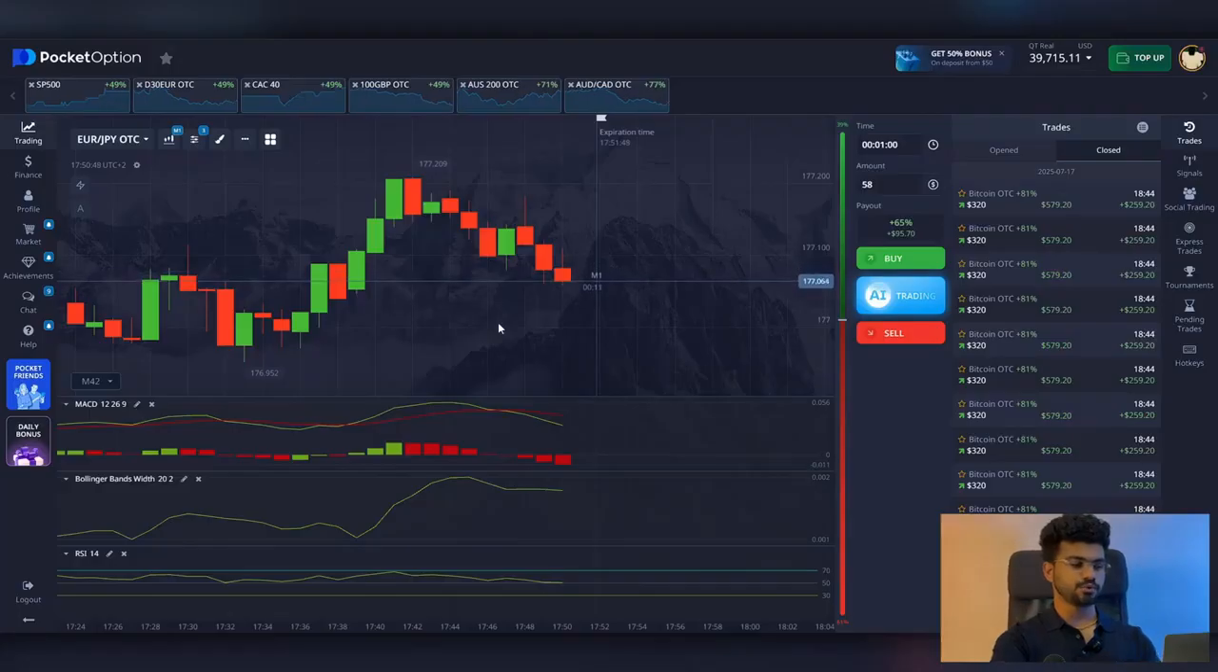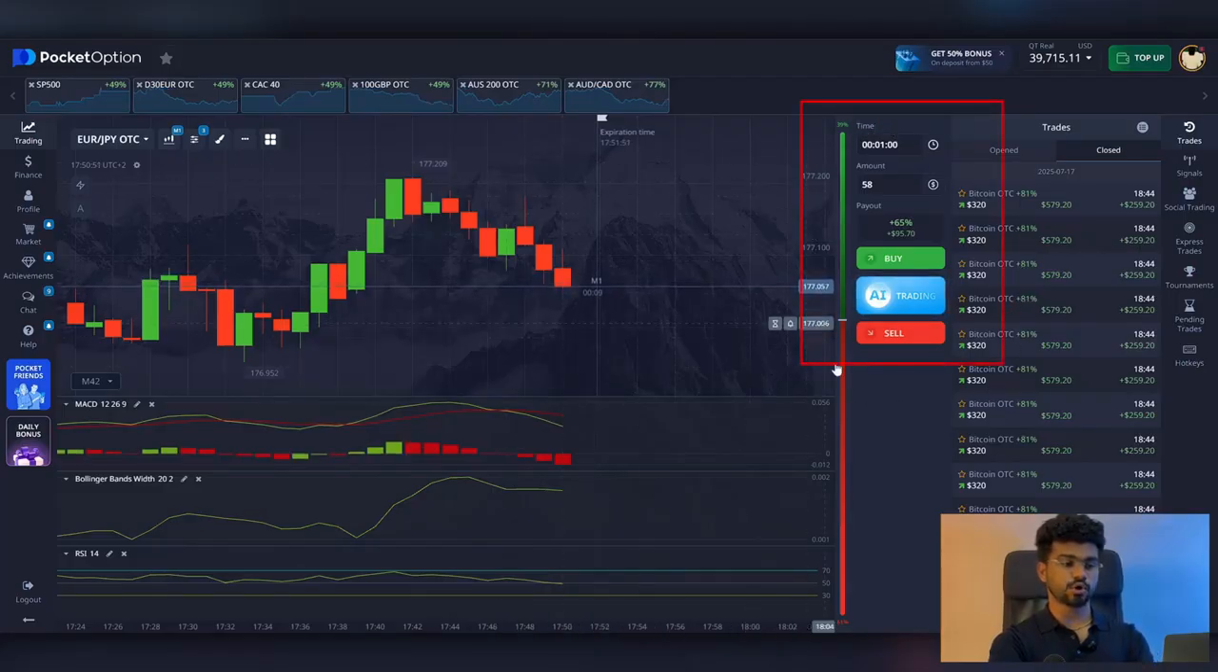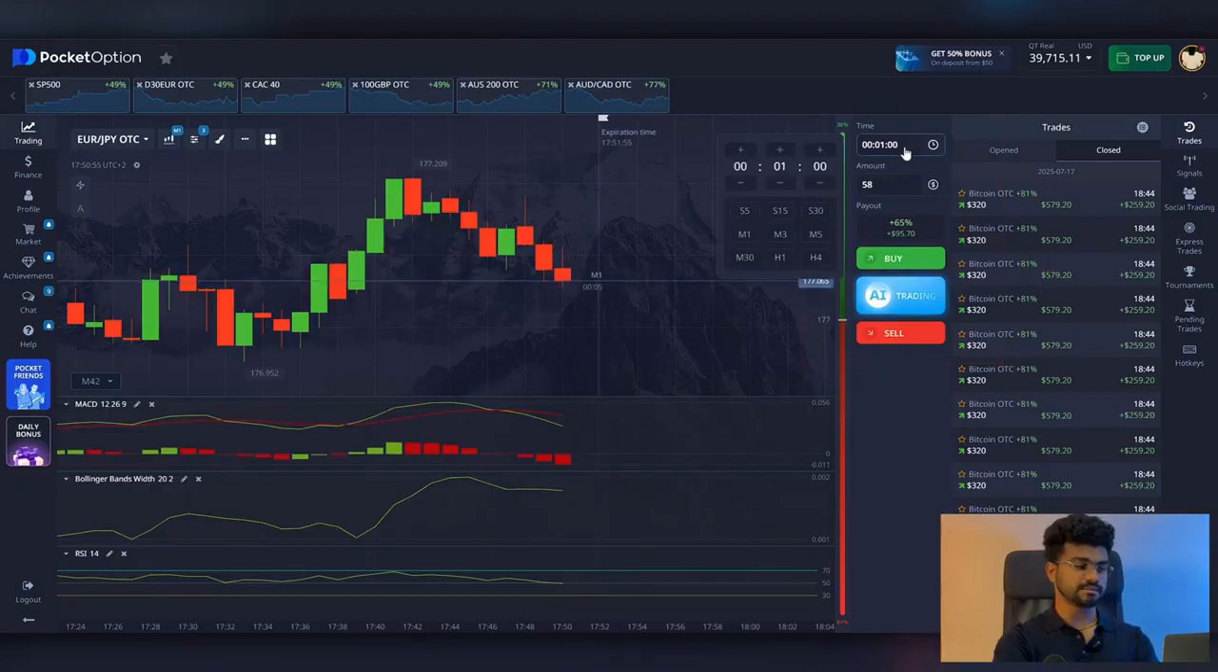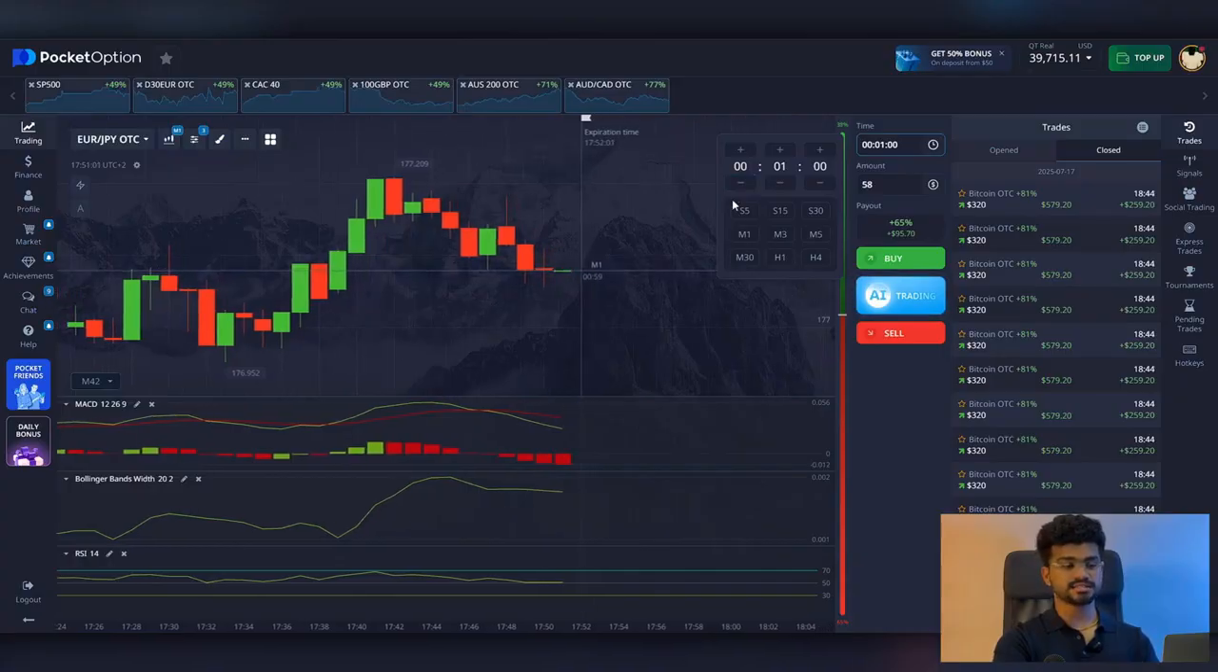Okay, so moving on, let's see how to set up the trade time and investment amount. Don't worry, it's very flexible and easy. If you look to the right side of our screen, here we have the time where you can set up the expiration time for your trade. You can set it from as low as just 5 seconds to a maximum of 4 hours.